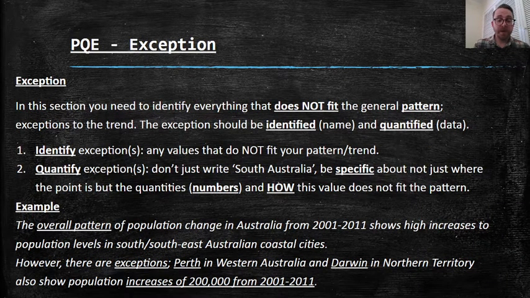So the overall pattern shows high increases in the south and the southeast Australian coastal cities. However, the exceptions, Perth in Western Australia and Darwin in Northern Territory, also show population increases from 200,000 in 2001 to 2011. And that's it.